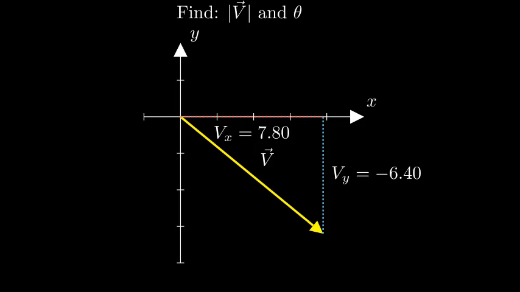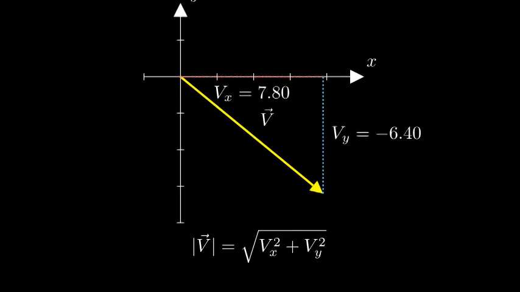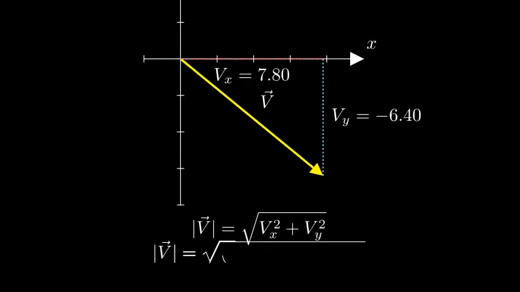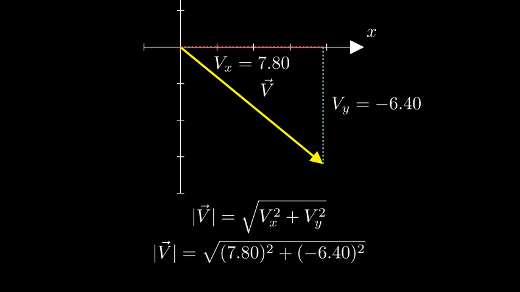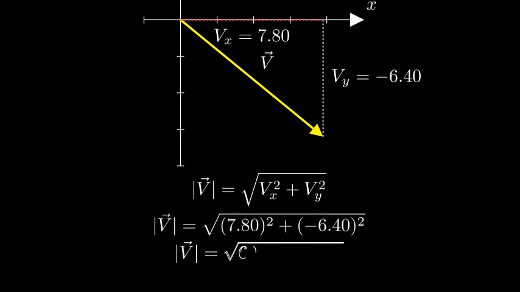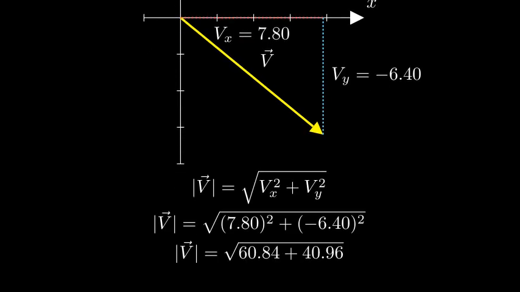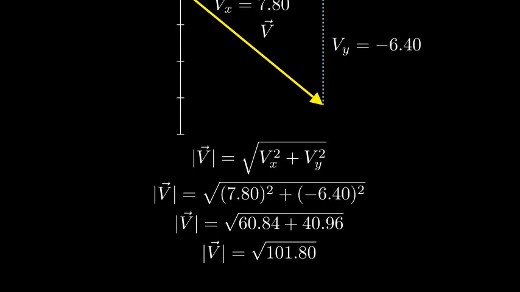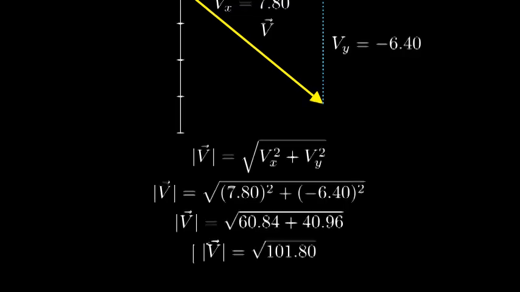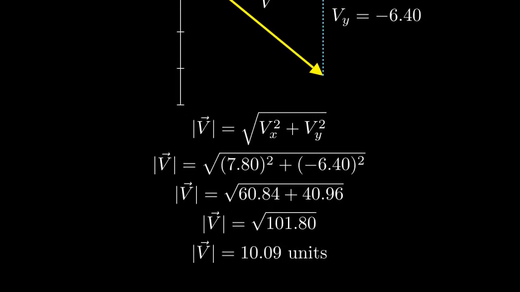To find the magnitude of vector v, we can use the Pythagorean theorem. The magnitude equals the square root of the sum of the squares of its components. So that's the square root of 7.80 squared plus negative 6.40 squared. 7.80 squared is 60.84, and negative 6.40 squared is 40.96. Adding these together gives us 101.80. Taking the square root, we get approximately 10.09 units.